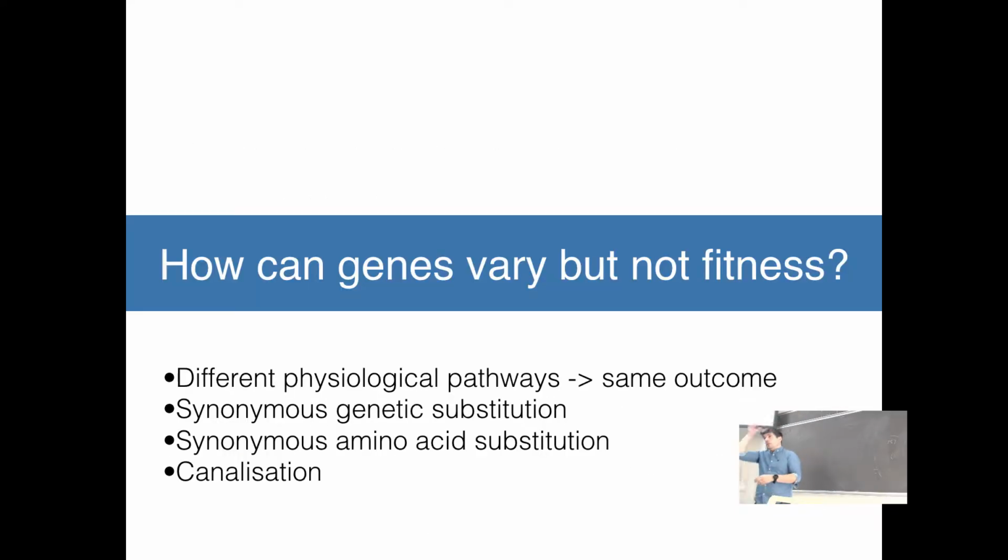So you might now be wondering, well, how can genes vary but not fitness? And these are the main reasons. You've got different physiological pathways that can lead to the same outcome. You've got something called synonymous genetic substitution and synonymous amino acid substitution in proteins, and something called canalisation. So I'm going to dig into each one of those now.